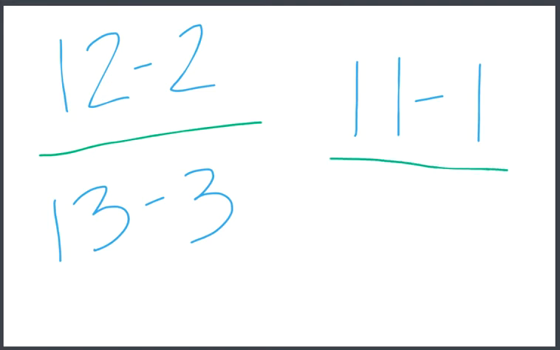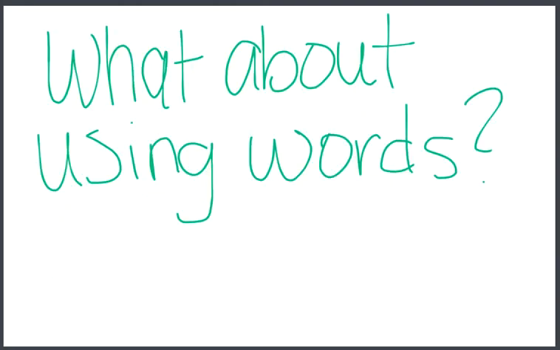11 minus 1 equals 10. 13 minus 3 equals 10. These are all different names or equivalent names for the number 10. They are another way to say 10 by using subtraction problems. What about using words? You can just write the word form of 10, T-E-N, 10.